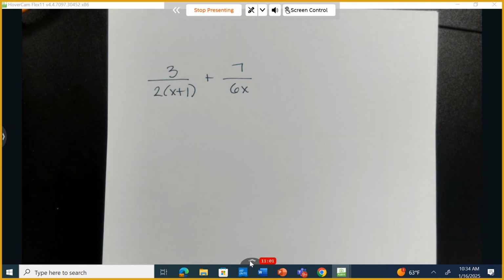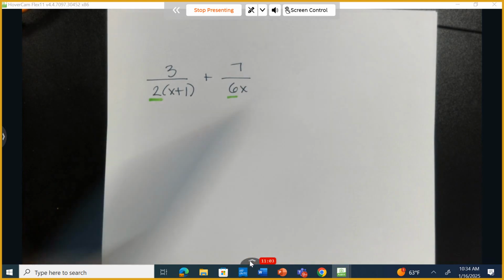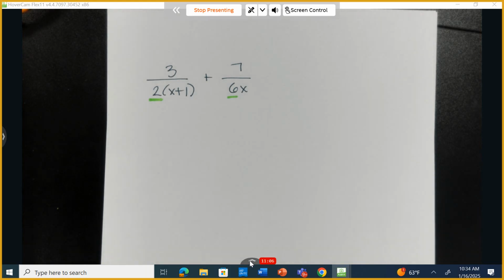Here's what I want you to do. Underline the 6 and the 2, please. Ready? Underline the 6, 2.